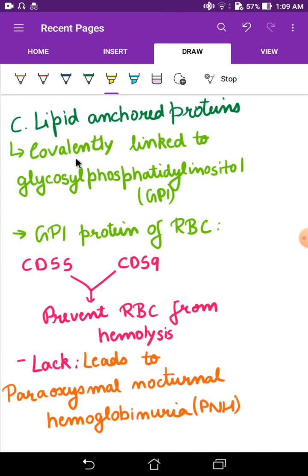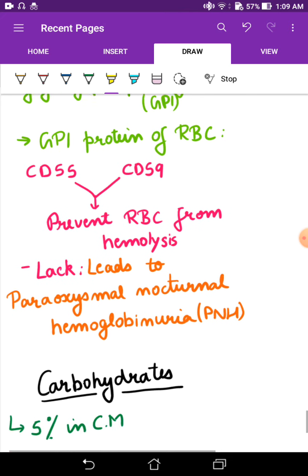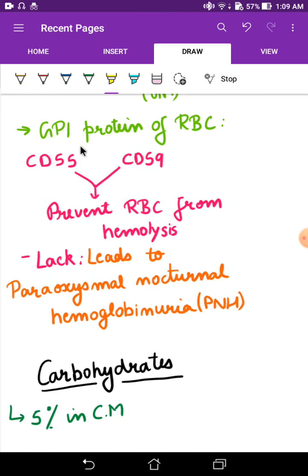The third type of protein we have is the lipid anchored protein. It is covalently linked to glycosyl phosphatidylinositol. Now these both are the GPI-anchored proteins of the RBC, CD55 and CD59. They prevent the RBC from hemolysis, and when they are deficient, it leads to paroxysmal nocturnal hemoglobinuria. This happens when both are deficient in a person.